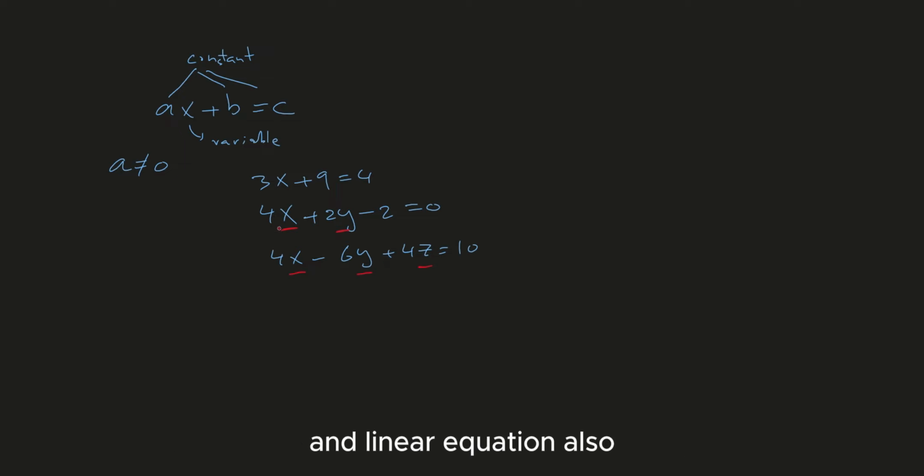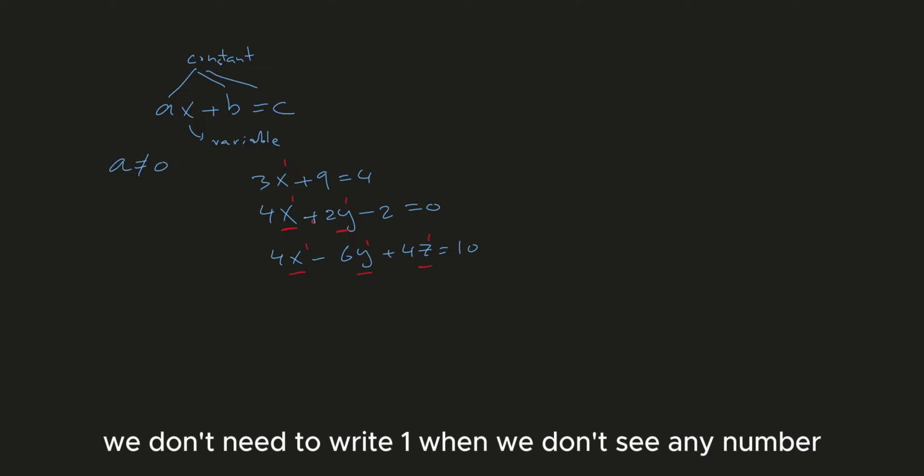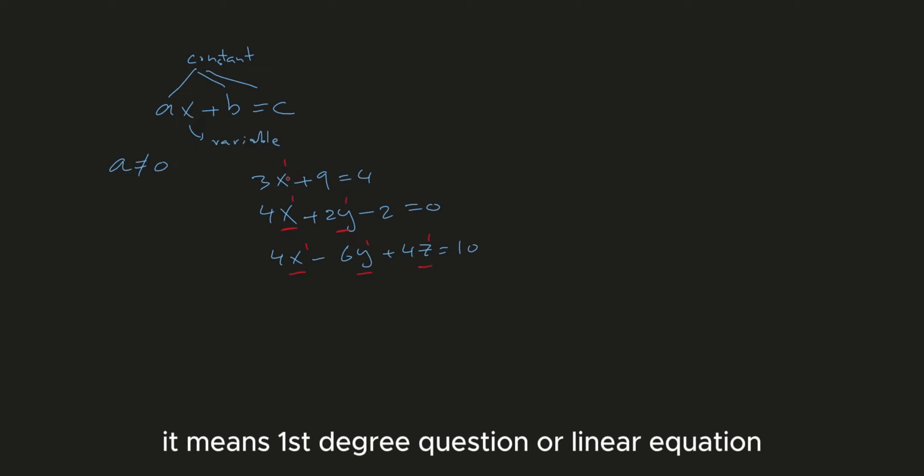A linear equation is also called a first degree equation, and all the variables have exponent 1. So here x is to the power 1, and all these powers are 1. We don't need to write 1. When we don't see any number as an exponent, it means first degree equation, or linear equation.